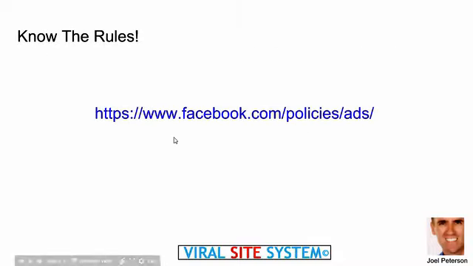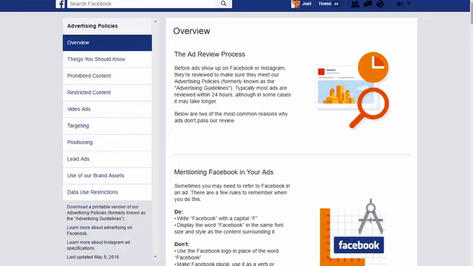Know the rules. I would go to this website here, facebook.com/policies/ads, and I would read this, and I would study it, and I would read it multiple times. I want to go over a couple of the policies right here. Whenever you place an ad, there's what's called an ad review process, and they're going to go through and review your ad. Now, it's usually an automatic process at the beginning. When you have a brand new ad account, they're going to especially look at your ads at the very beginning. So you want to do it in a very special way.